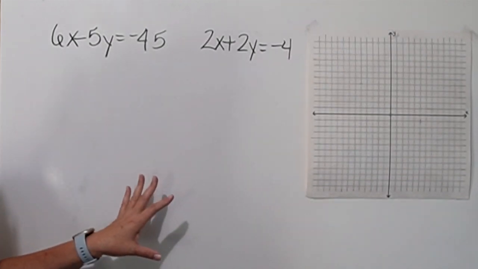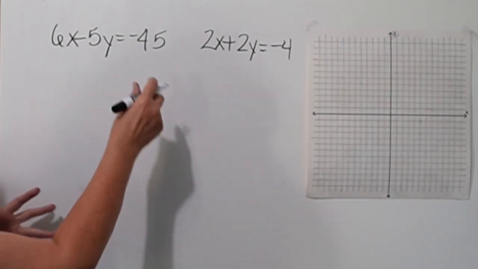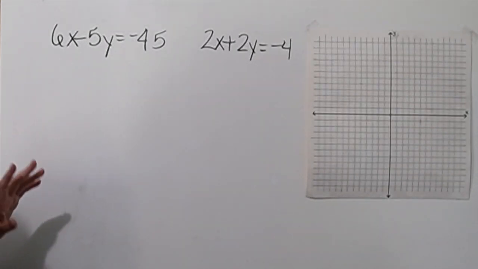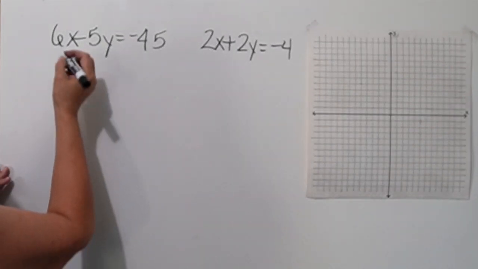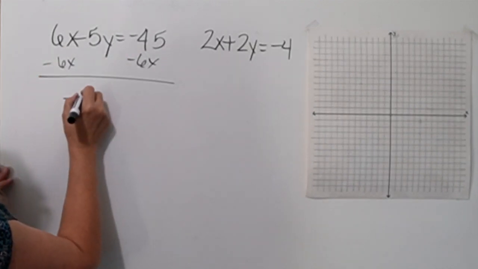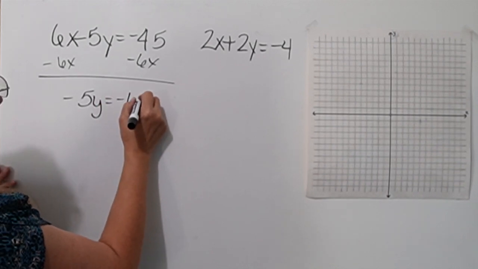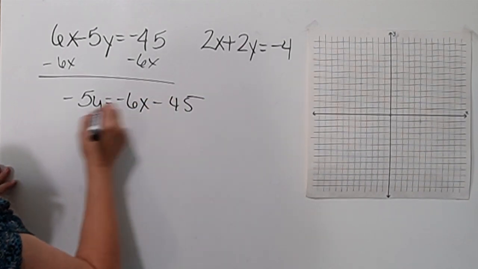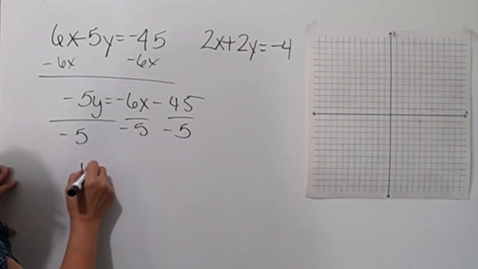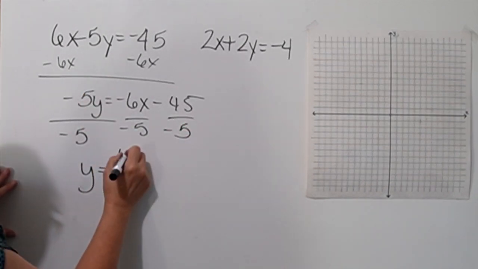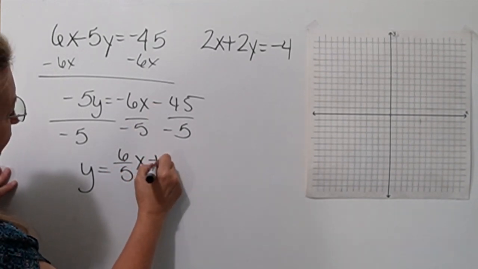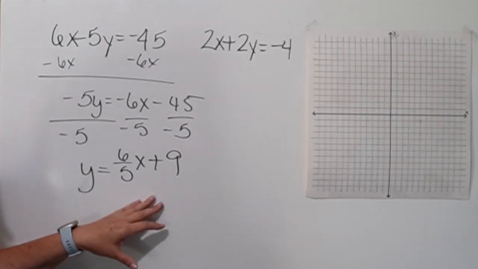Now, these are not in y-intercept form, so you can either make an XY chart and graph it, or you can convert to slope-intercept form. So let's do it the slope-intercept way. We are going to subtract 6x from both sides here. So I have -5y is equal to -6x minus 45. And then we're going to divide all the way through by -5. So I'm going to have y is equal to negative over negative is positive, x, and then negative over negative also is positive. Okay, so let's graph this.